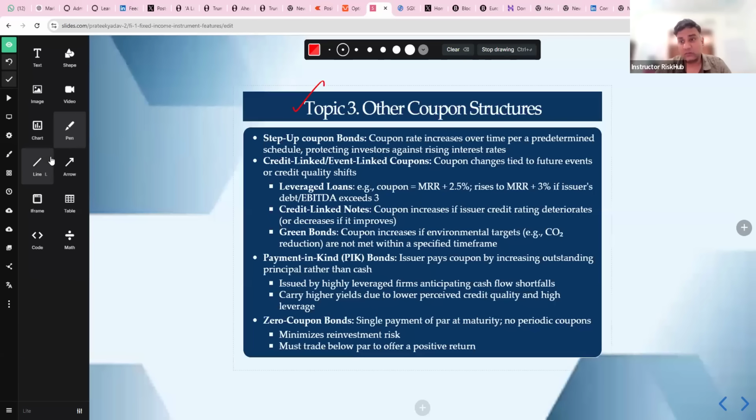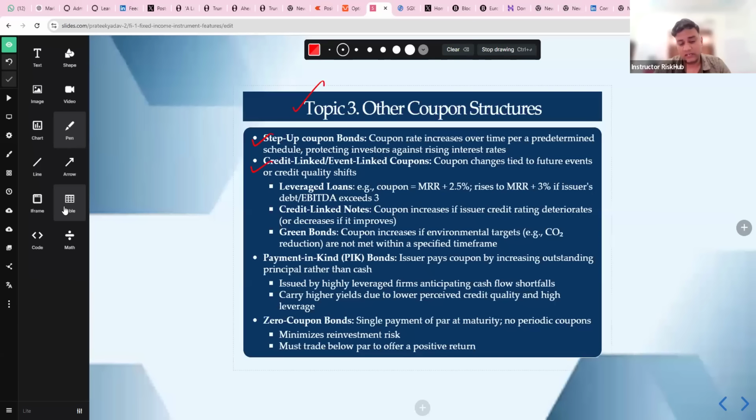Basically, those are step-up coupon bonds. What is step-up coupon bond? Basically, coupon increases over time based on a predetermined schedule. Useful when investors want protection against rising interest rates. For example, year 1 to 3, let's say, is 5%. Year 4 to 6 is 6%. Year 7 onwards, 7%. That is it.